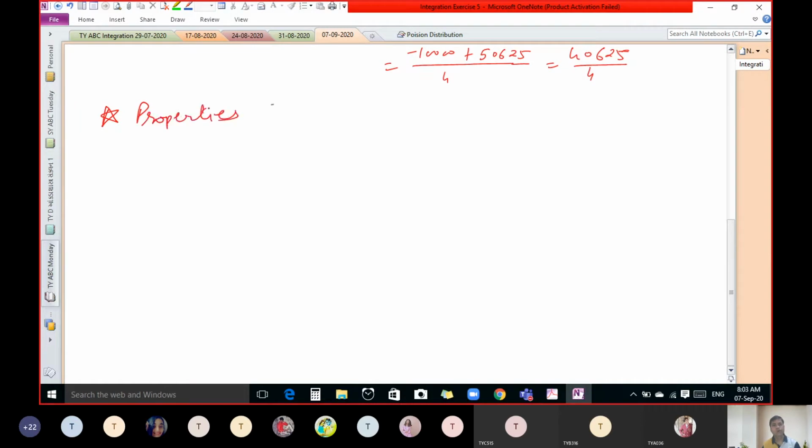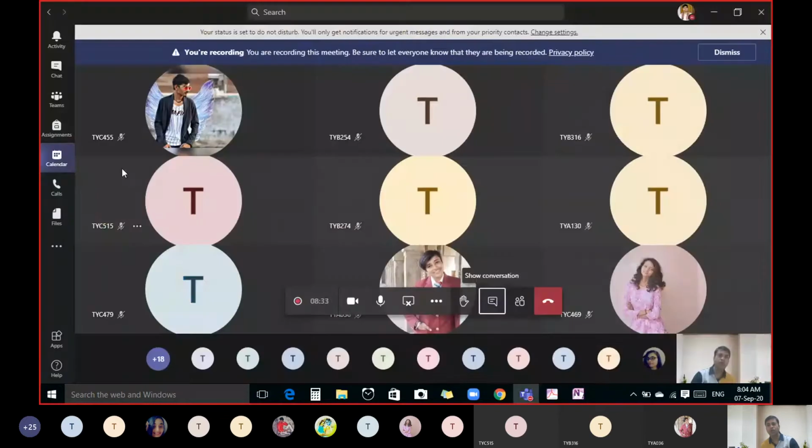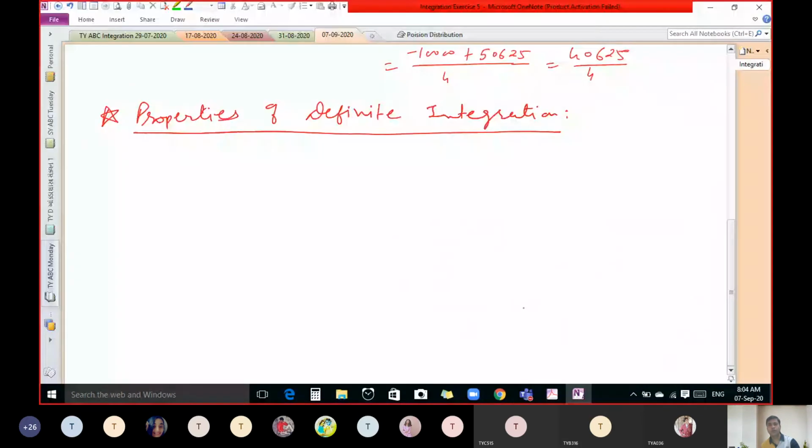Properties of definite integration. Always you will find this theoretical question in the exam, which normally carries 4 to 5 marks. So it is a very important question. Always you will find this type of theoretical question in the exam. You just have to learn all these properties.